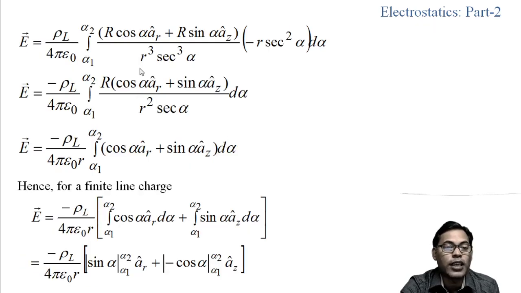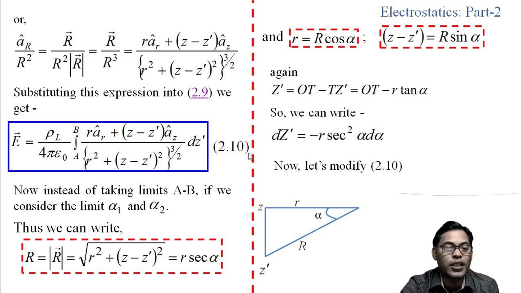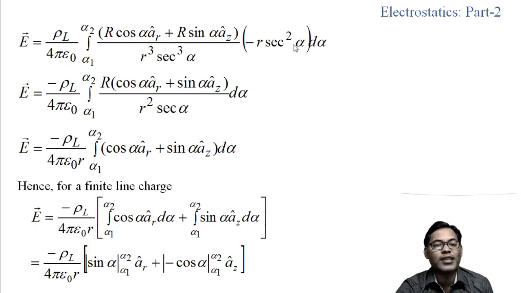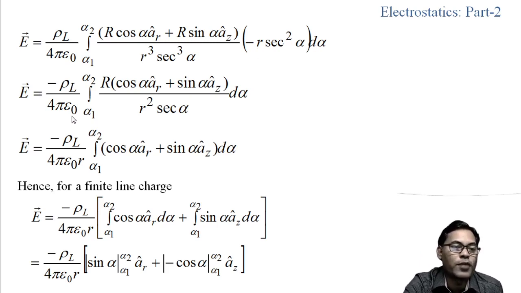So now this expression we got. Now you see that dz prime is minus r sec square alpha d alpha. So here we have written minus r sec square alpha d alpha. So minus taken outside, so minus of rho L by 4 pi epsilon naught integration alpha 1 to alpha 2, capital R cos alpha AR, because R is taken common, plus sin alpha AZ, divided by R cube, so it cancels out. So here you will get r square sec square alpha over sec cube alpha, so we will get sec alpha and d alpha. So this is the expression we got.